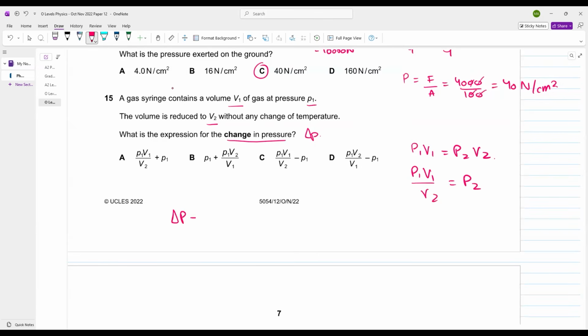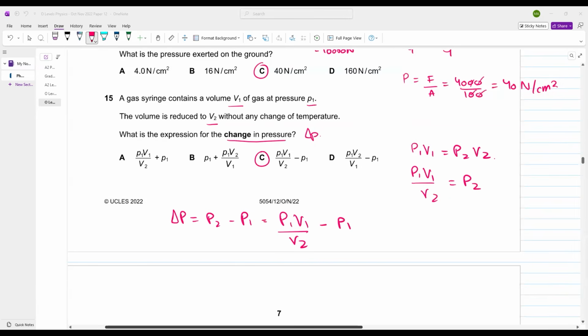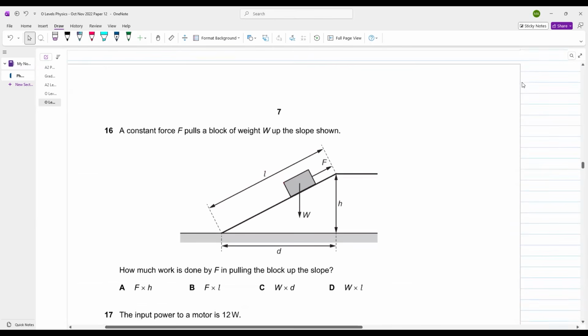How will change in pressure be found? P2 minus P1. What is P2? P1 V1 divided by V2 minus P1. Any options like that? C is your answer. Question 15's answer comes out to be C. Simple as that. Nothing complicated here.